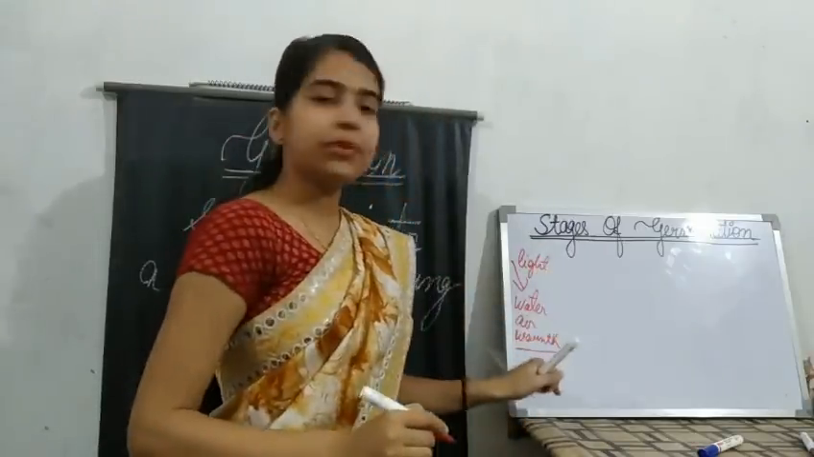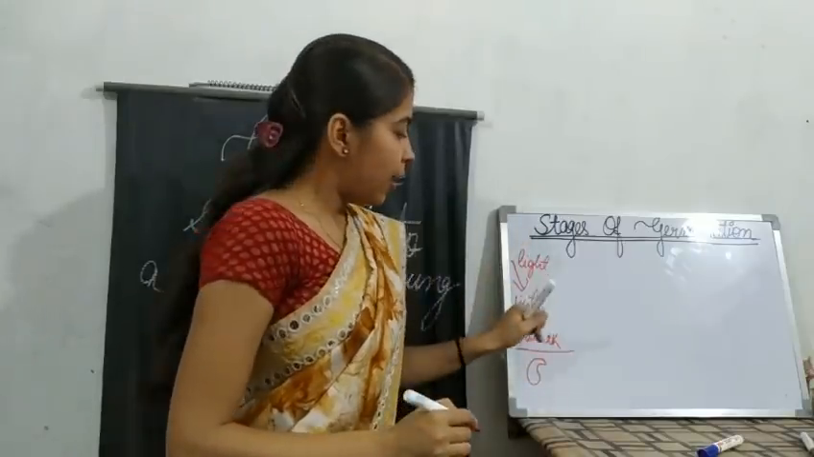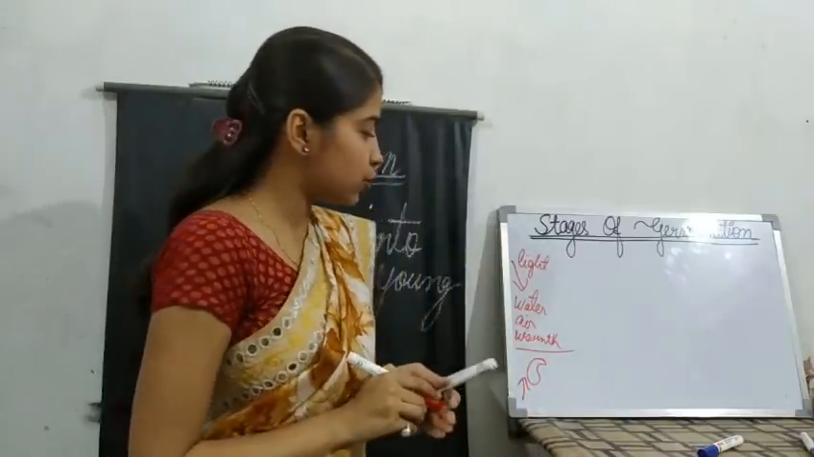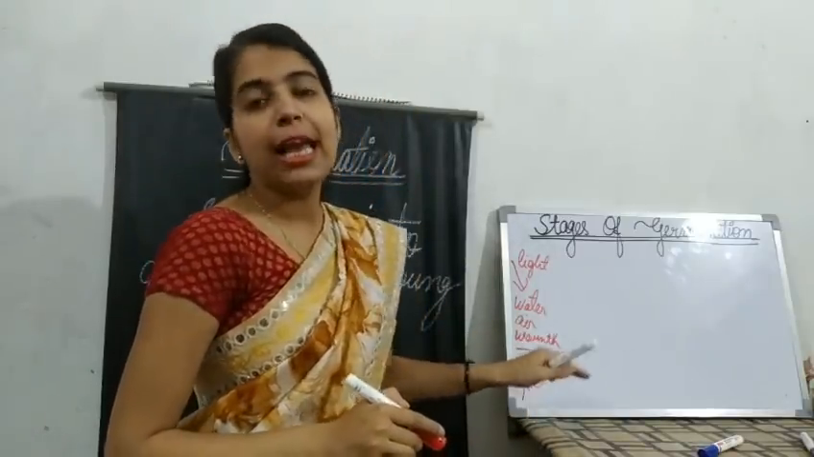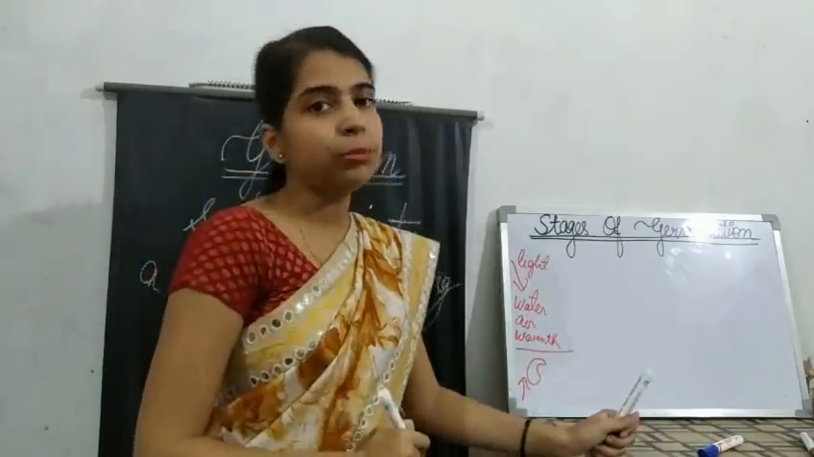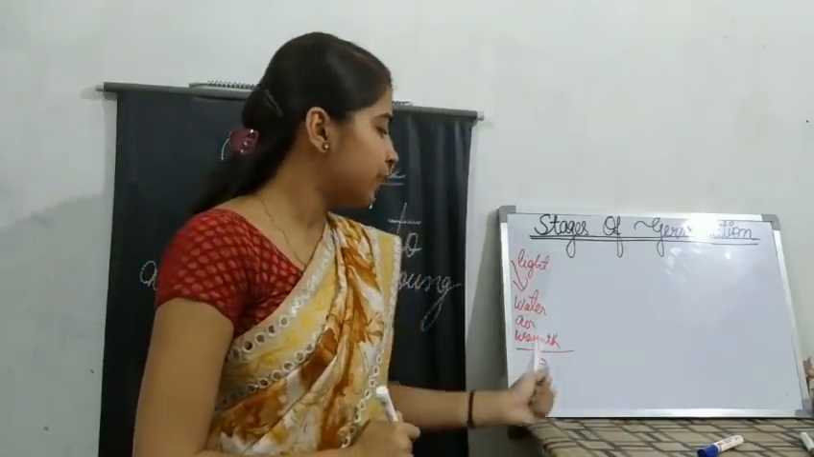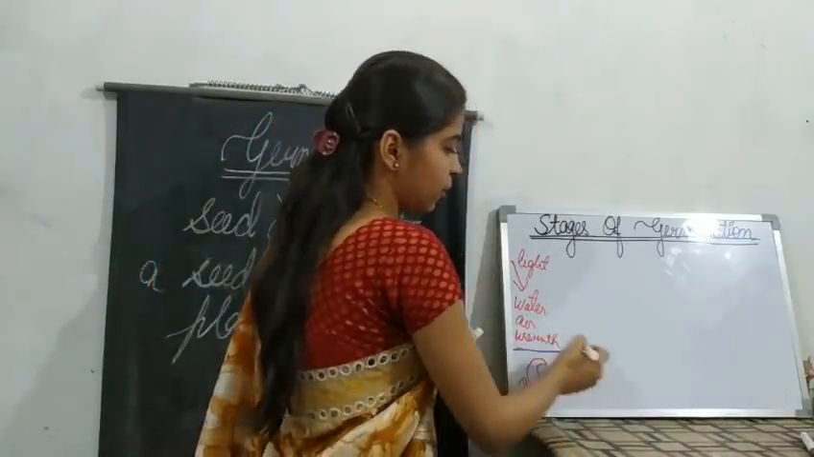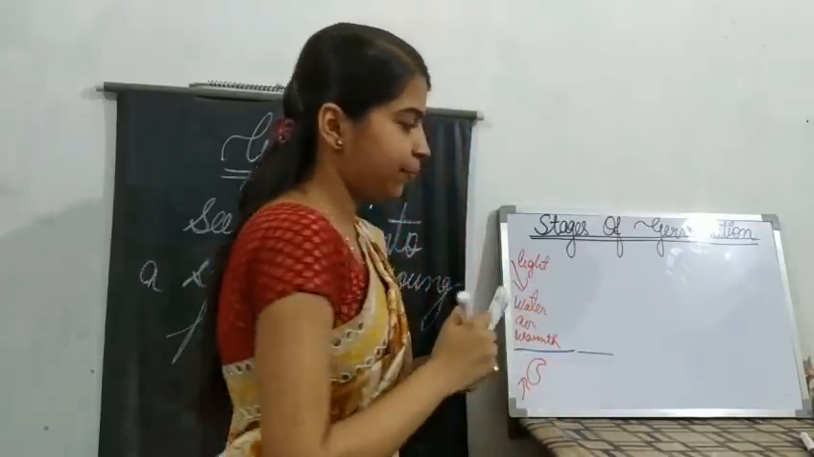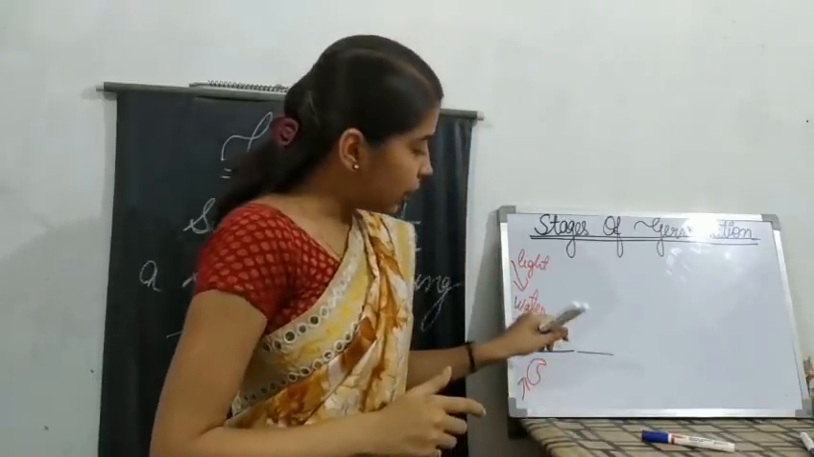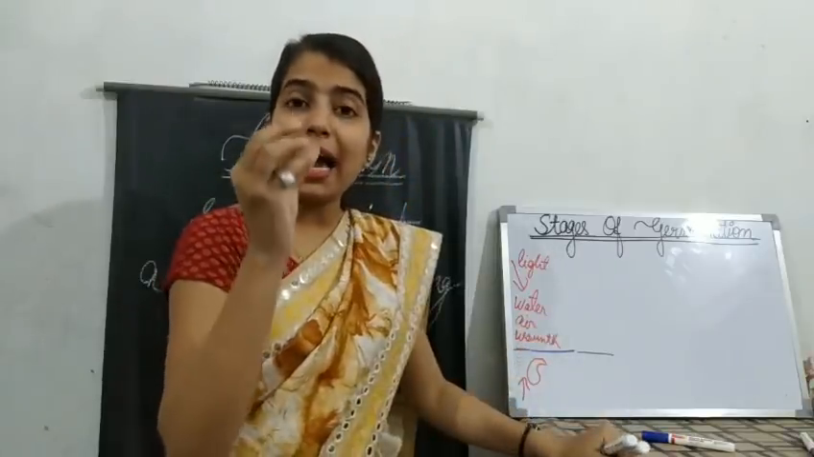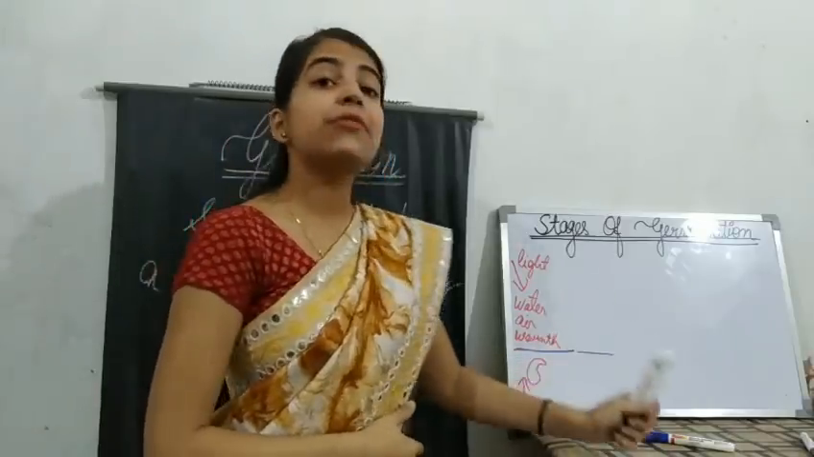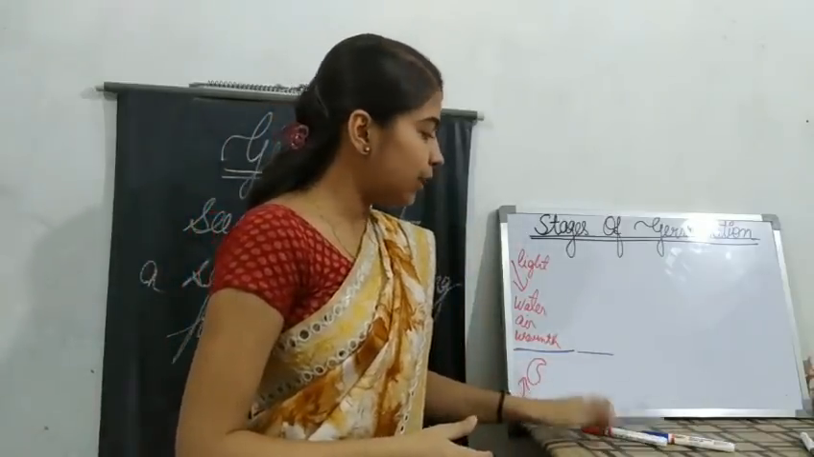Light it will get from the sunlight. Air, water and warmth it will get from the soil below. From the soil, you will provide water to the soil. It will also get air as well as warmth from the soil. Clear? Now, next step, what will happen? In the next step, the seed will absorb the air, water and warmth and will swell up or increase in size.